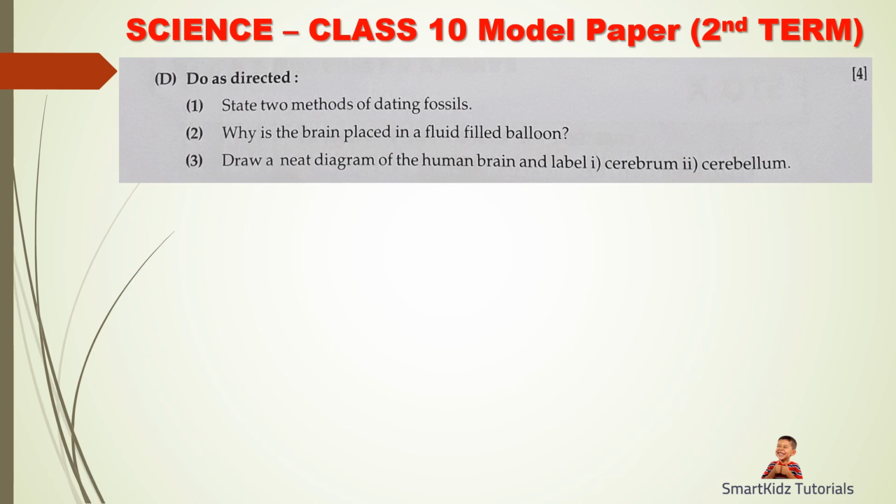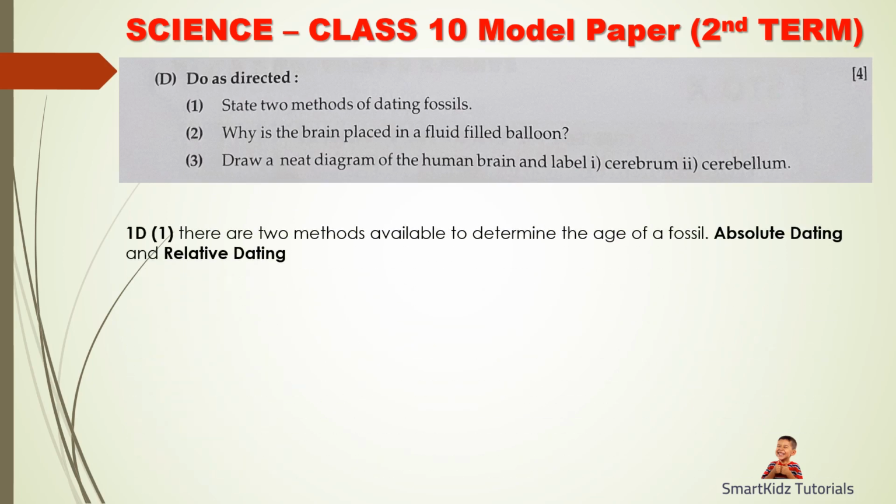State 2 methods of dating fossils. This comes under question 1D. Two methods mentioned in the class 10 textbook are absolute dating and relative dating. If you go under the evolution subheading in the chapter Heredity and Evolution, you will get the definitions of absolute dating and relative dating.